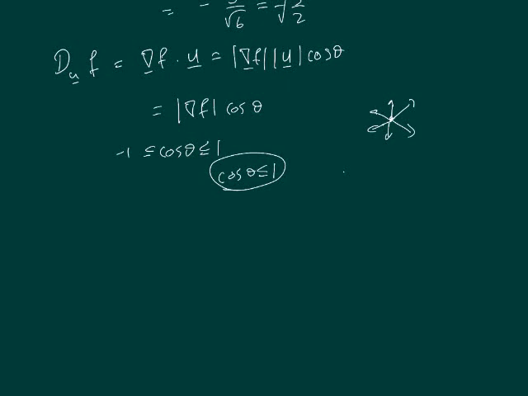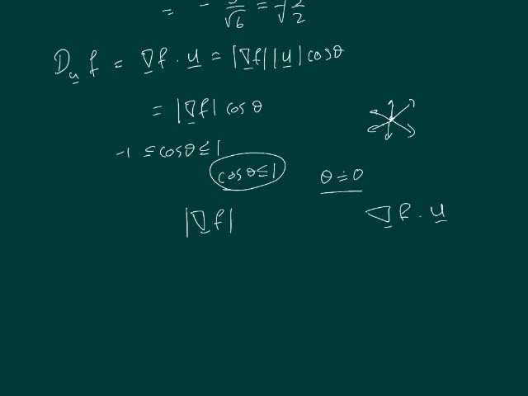Now when is it 1? We know that it's equal to 1 when theta is equal to 0. So if theta is equal to 0, we end up with cosine of 0, which is 1. So the maximum possible increase of f is the magnitude of grad f. And the question is, in which direction? Because u will tell us in which direction it's changing.